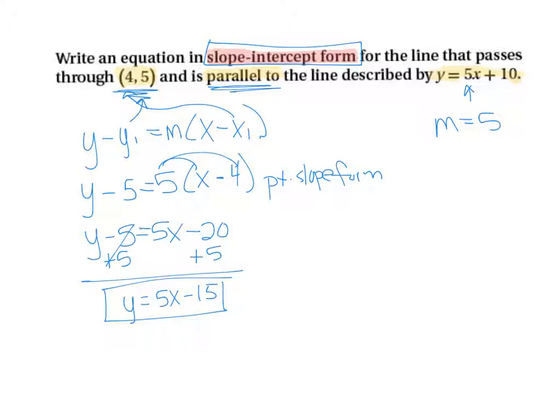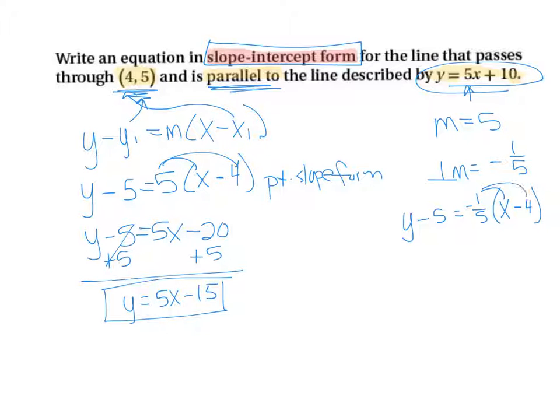So when you're writing an equation in slope-intercept form for a line that passes through a point and is parallel to, you just take the slope from the equation given. If this said, write an equation in slope-intercept form for the line that passes through 4, 5 and is perpendicular to the line described, then we would take the perpendicular slope. We would have to use our perpendicular slope of flip the sign, negative, and flip the fraction 5. 5/1 becomes 1/5. And I could do the same thing that we just did. y minus 5 equals my perpendicular slope, -1/5, x minus 4.